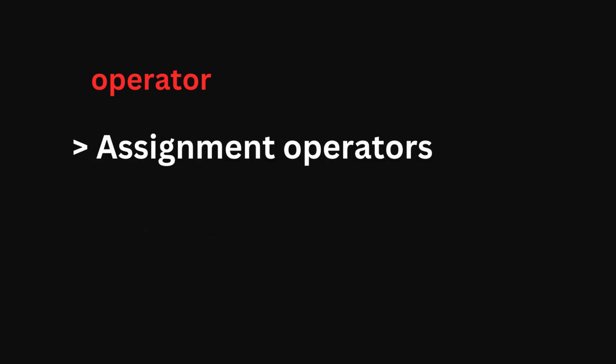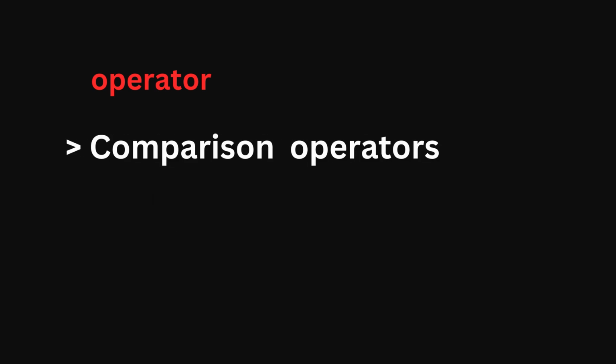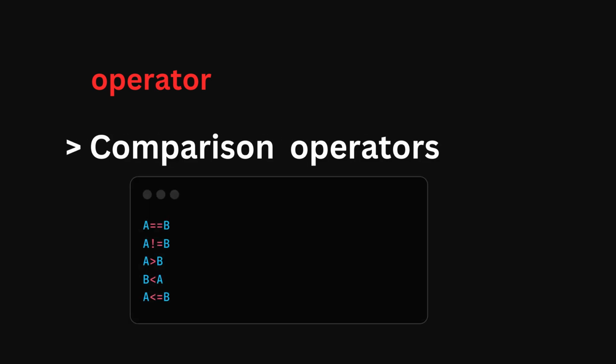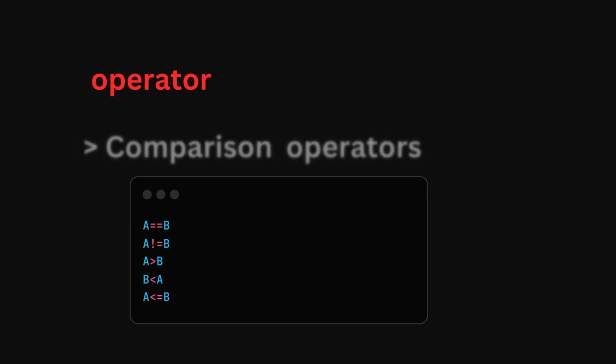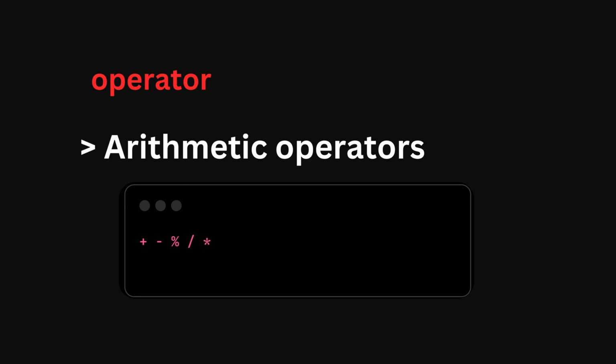We have many types of operators in JavaScript. Some of the examples are assignment operators, used to assign a value to a variable; comparison operators, used to compare two values and return a logical value based on whether the comparison is true or false; arithmetic operators, used to perform basic mathematical operations like addition, subtraction, multiplication, and division. These are some straightforward operations. You do something and you get something.